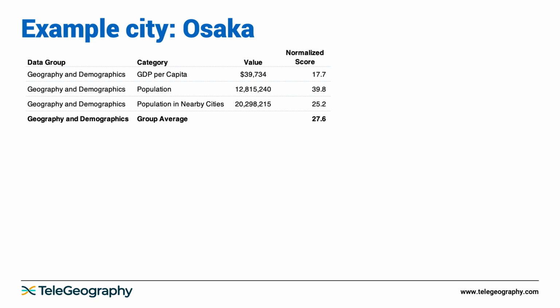How do you compare effectively across different units? How do you compare GDP per capita in one city with population in another? To do that, we have to normalize it. And we're normalizing things on a score, everything of 0 to 100. How are we doing that?